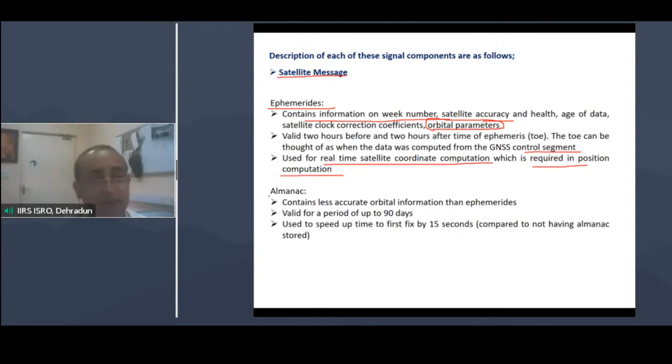The second type of satellite message is called almanac. This almanac we can download from the GPS receiver. This contains less accurate orbital information than ephemeris, valid for a period of around 90 days, and is used to speed up the time to first fix to 15 seconds compared to not having almanac stored. So almanac information we can download from the GPS receiver itself, but ephemeris we require to be downloaded from the portal of the agency which is handling the Navistar satellite data.